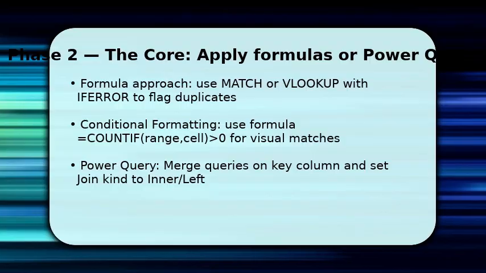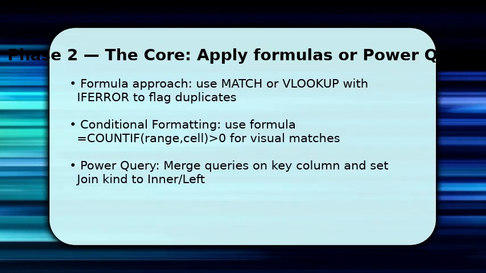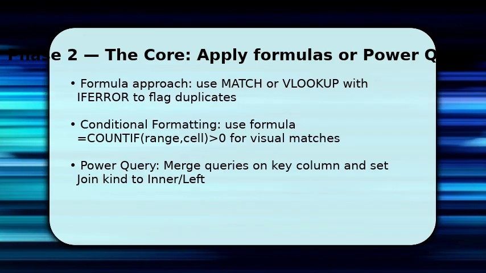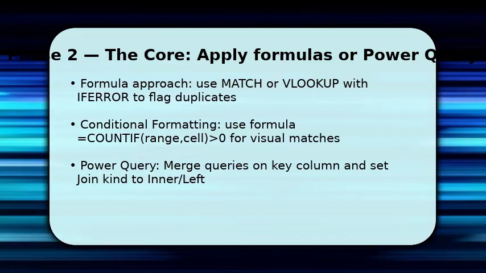For visuals, apply conditional formatting with =COUNTIFS(Sheet2!A:A, A2)>0 and pick a highlight. If you need robust, refreshable results, load both tables into Power Query. Merge on the key and choose Inner. Filter the flagged rows and compare records side by side to confirm true duplicates.